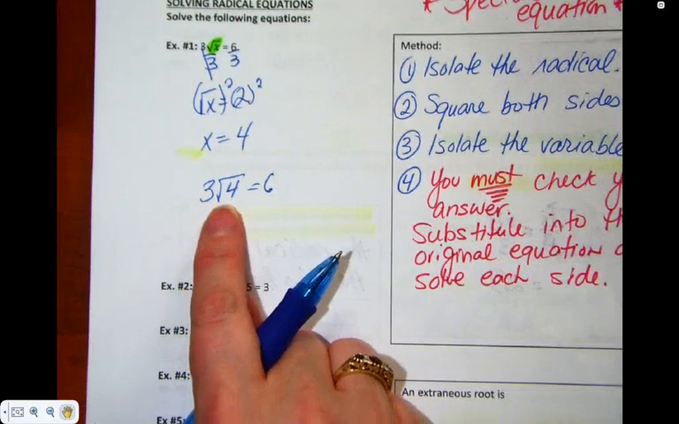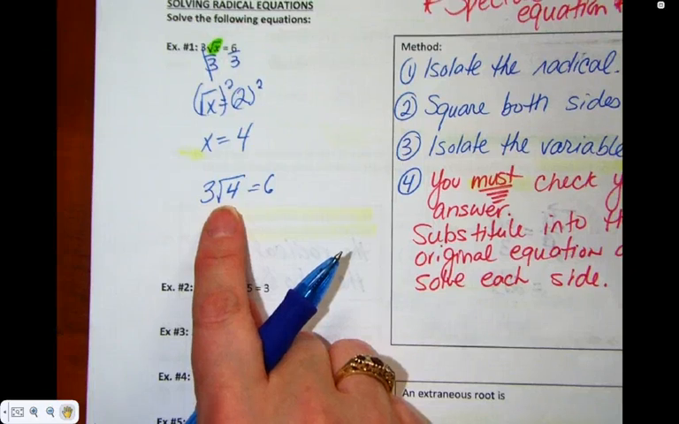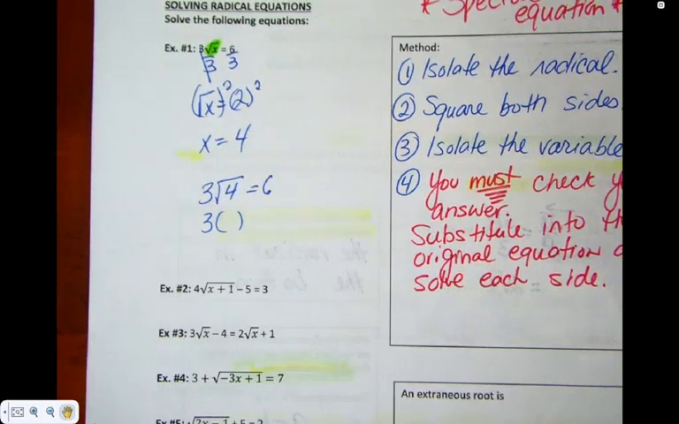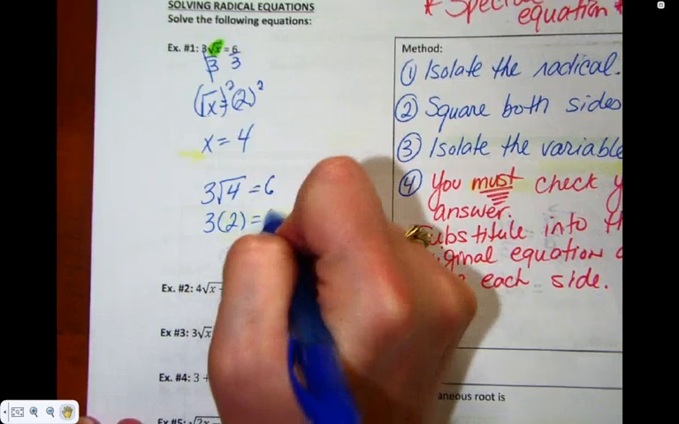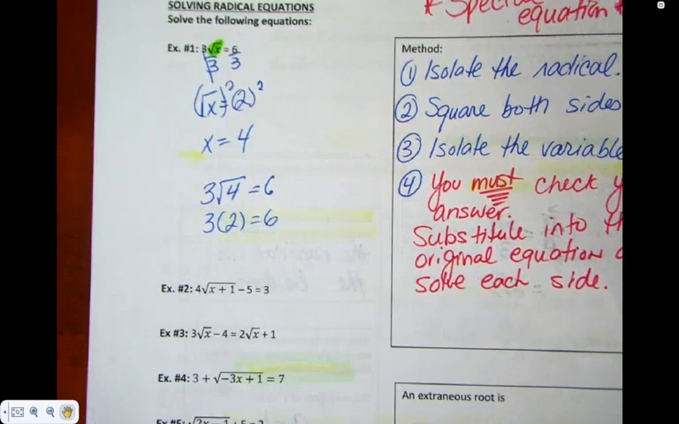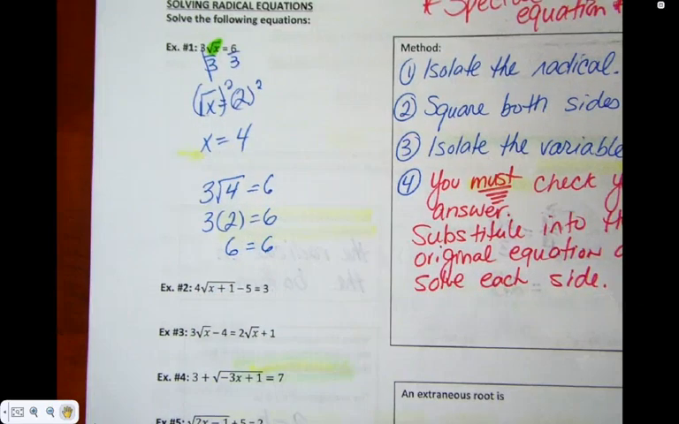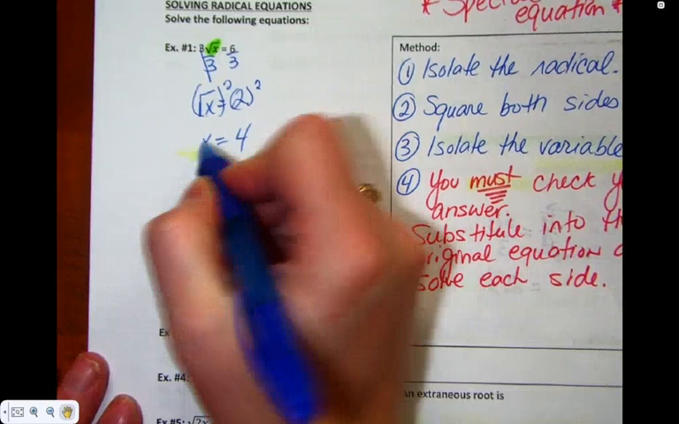The square root. Why does the square root come first in BEDMAS? It's the same as an exponent, so it's the E in BEDMAS. So I'm going to leave the 3. I'm going to do the square root of 4, which is 2. Then the multiplication, 6 times, oh, shoot, just told you the answer. 3 times 2? 6 equals 6. What does that tell us? It's right. The answer is 4.